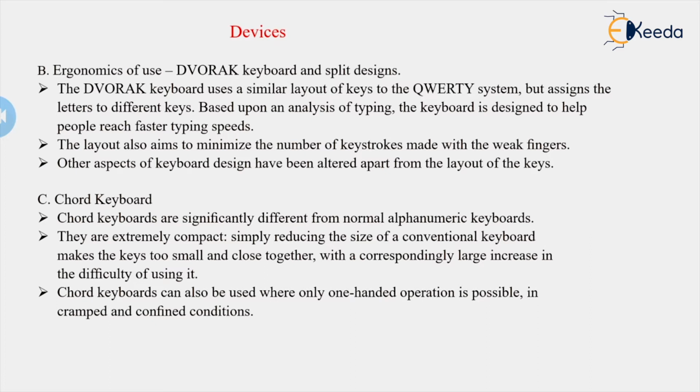Now, chord keyboards. Chord keyboards are significantly different from the normal alphanumeric keyboard, and only a few keys, 4 to 5, are used, such as the microwriter. Patterns of multi-key presses are chosen to select the actual character. They are extremely compact. Chord keyboards can be used when only one-handed operation is possible, and in cramped, confined conditions. They are unlikely ever to be a mainstream form of text entry, but they do have application areas.